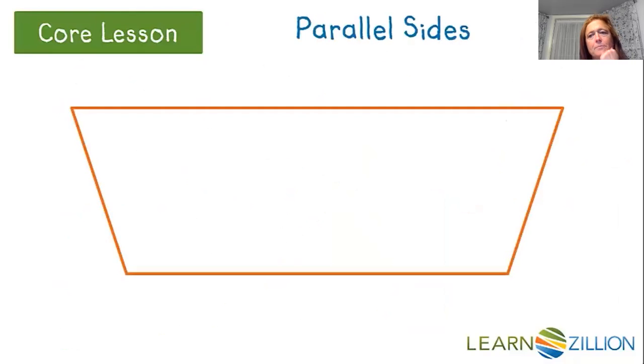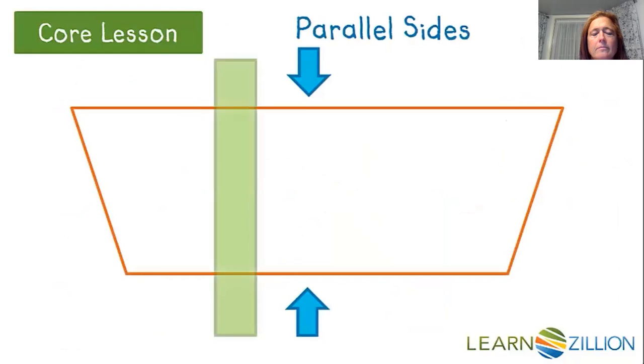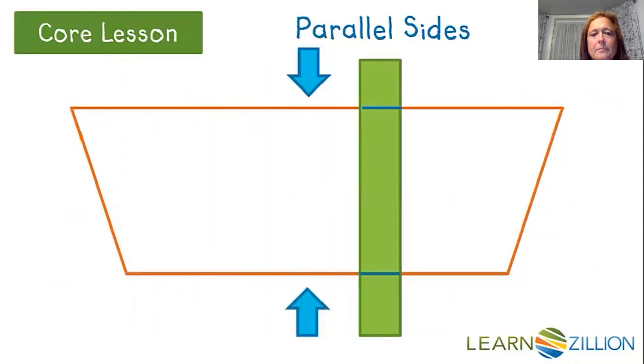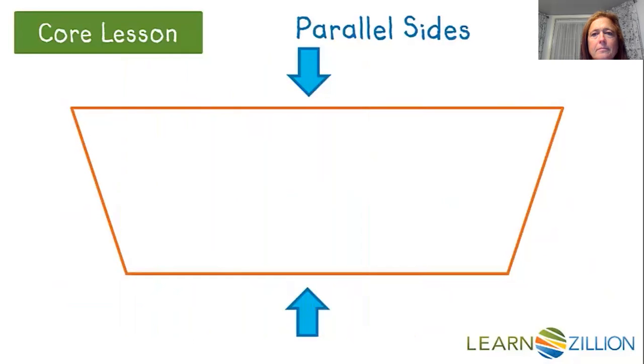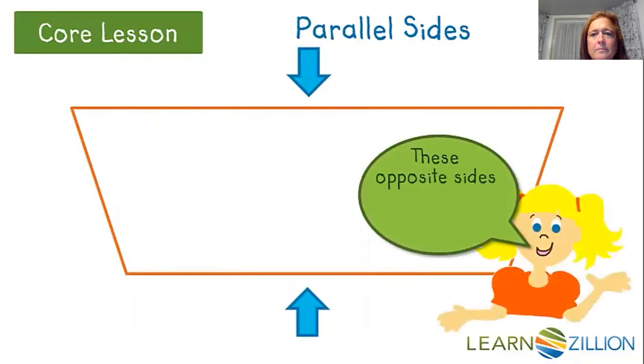I pick two sides that are opposite from each other, like this top side and bottom side. If I were to measure the distance between each of those sides with a ruler or with a piece of paper, no matter where I put the paper or the ruler, the two sides would always be the same distance apart. Here's my slip of paper. I will mark the distance between my two opposite sides here and here. No matter where I move my paper, the distance apart stays the same. These opposite sides are the same distance apart, so they are parallel.